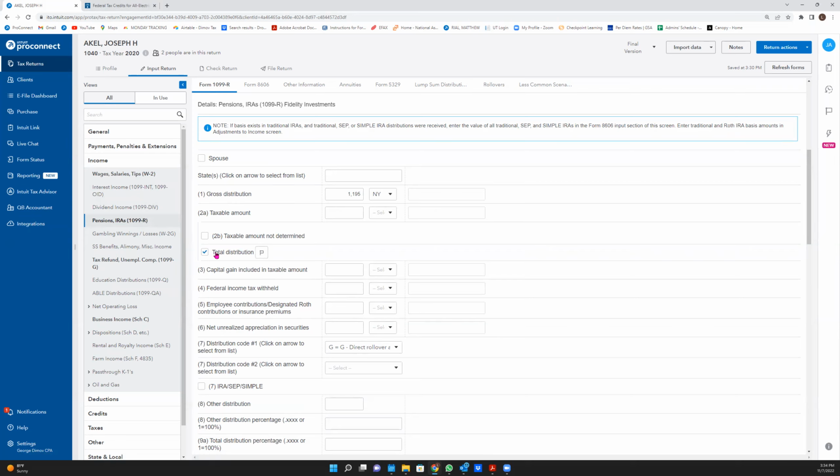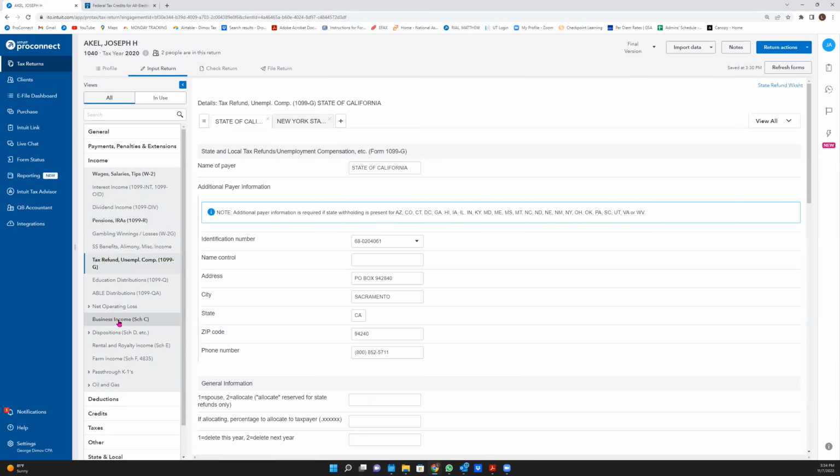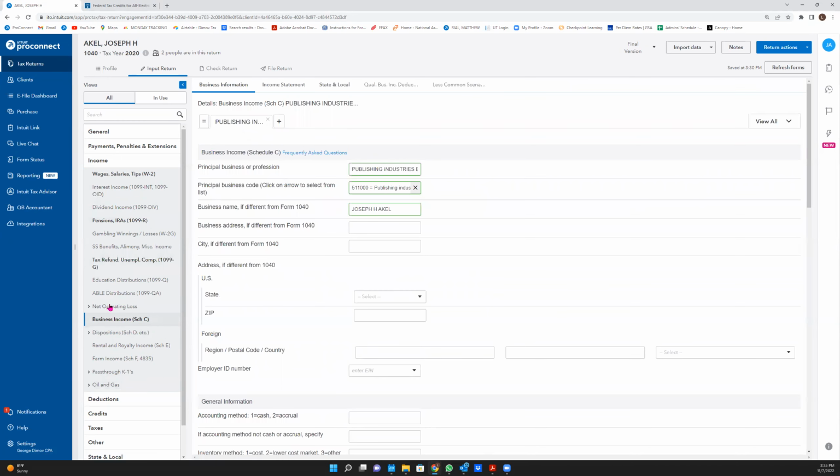And the form may say total distribution, obviously not always the case, but what else? This will not matter because it will depend on what you do next and what you can do next. We will get to that, but not today. Distribution code, again, you would match it to the form. Different refunds, but let's get to the juicy part. So business income.